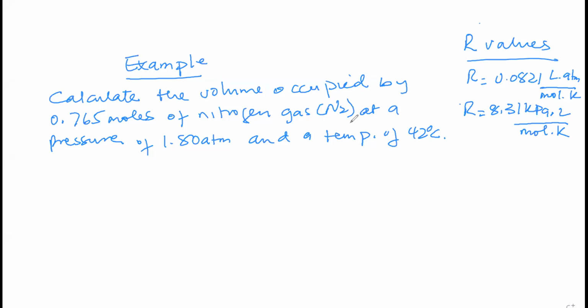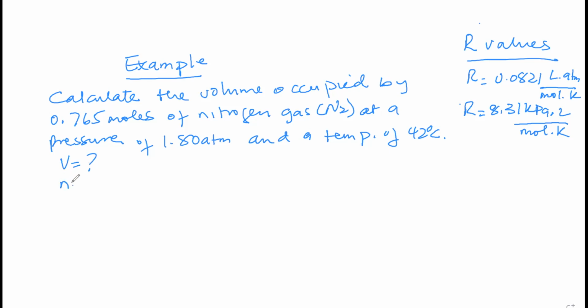So let's look at this calculation. Calculate the volume occupied by 0.765 moles of nitrogen gas at a pressure of 1.80 atmosphere and a temperature of 42 degrees Celsius. We start by trying to figure out what we know. Calculate the volume, that's obvious, okay? That's clearly stated. Calculate the volume, we don't know the volume.